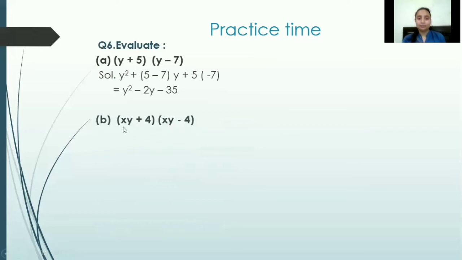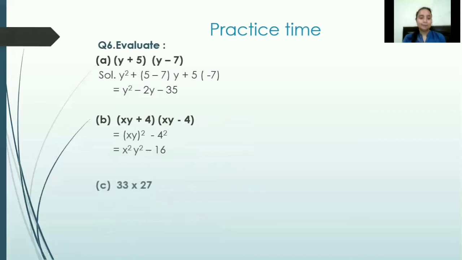Now see this, (xy + 4)(xy - 4). The first term is the same, the second term is also the same, only plus and minus differ. Which identity is this? (a + b)(a - b), isn't it? So, square of the first term minus square of the second term. So you can write x²y² - 4² = x²y² - 16.